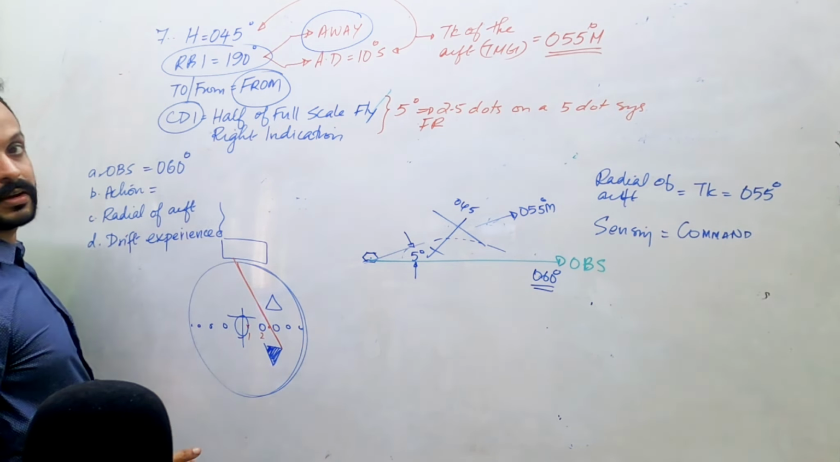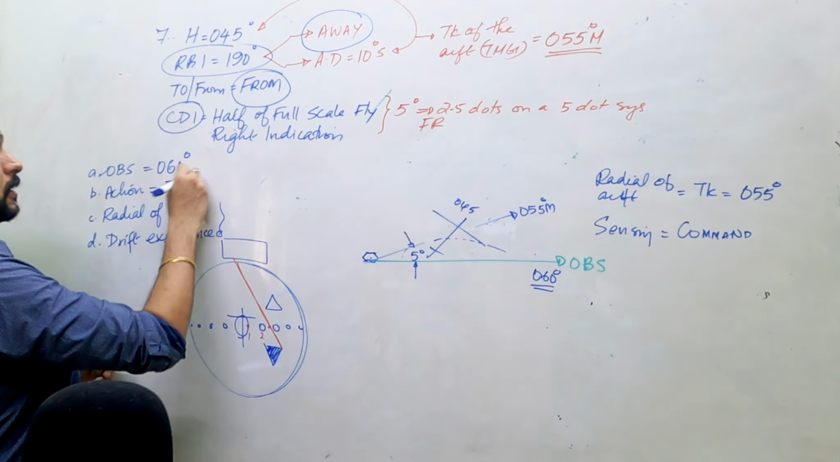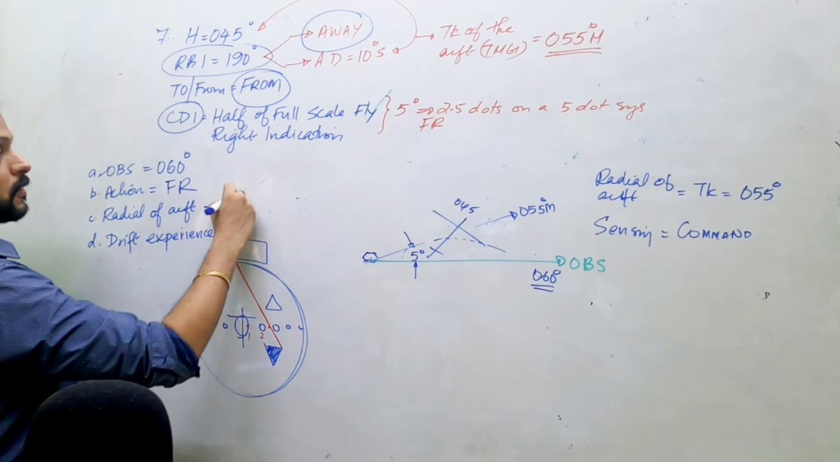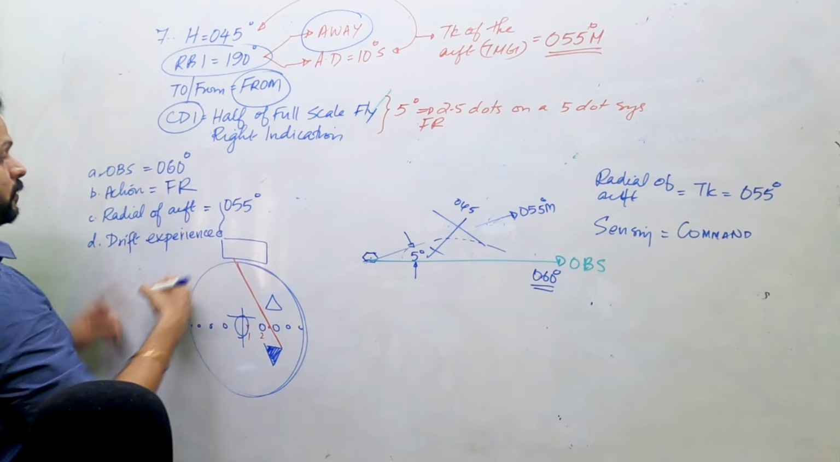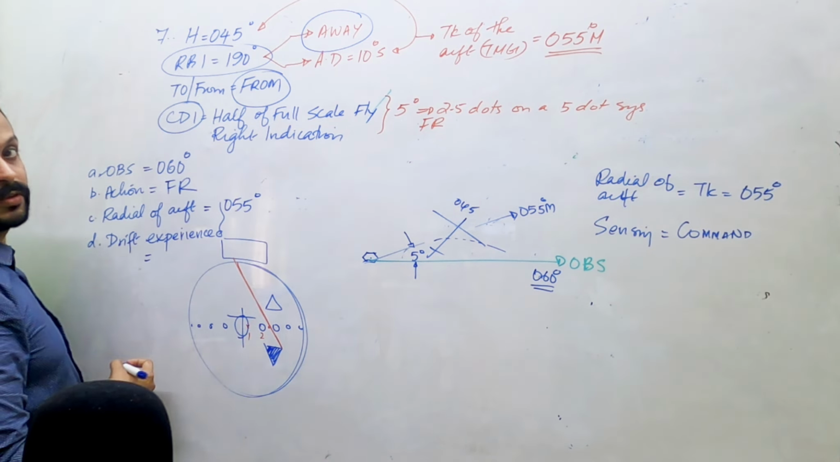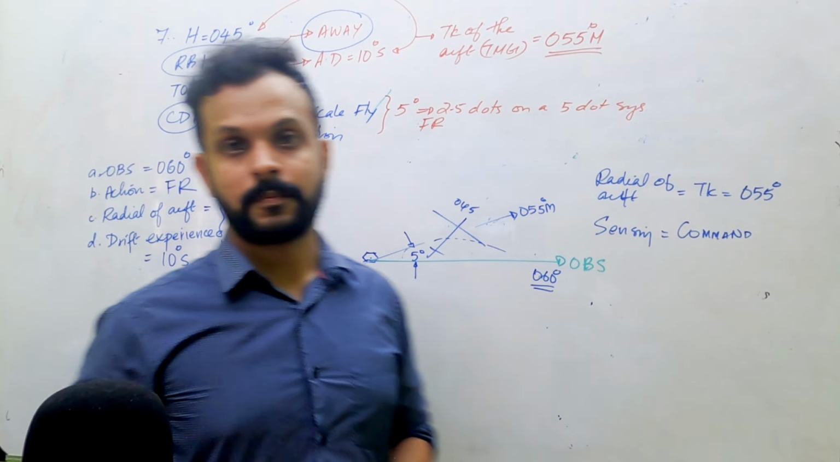Now again, that answers most of the rest. What is the action to be taken? It's a command sensing, so fly right. Right? What is the radial of the aircraft? 055. What's the drift experienced? That is one of the pieces of information which you get from the RMI. So 10 degrees starboard. Right?